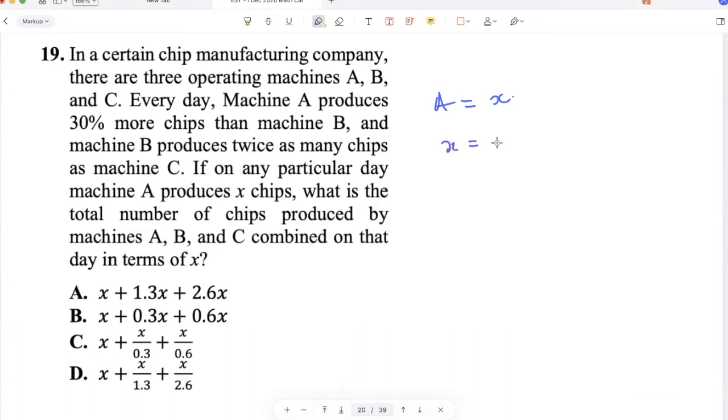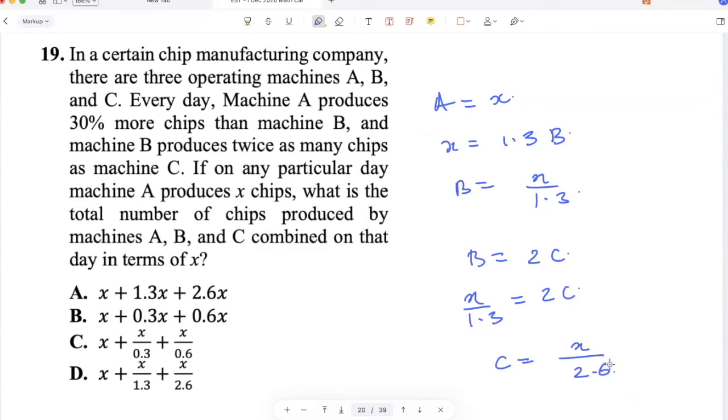Okay. So machine A produces 30% more chips than machine B. So X is 1.3 machine B. So machine B is X by 1.3, right? And machine B produces twice as many chips as machine C. So B is 2C. So X by 1.3 is 2C. So C is X by 2.6, right? So the total produced by the 3, A plus B plus C, would be X plus X by 1.3 plus X by 2.6, which is option D.